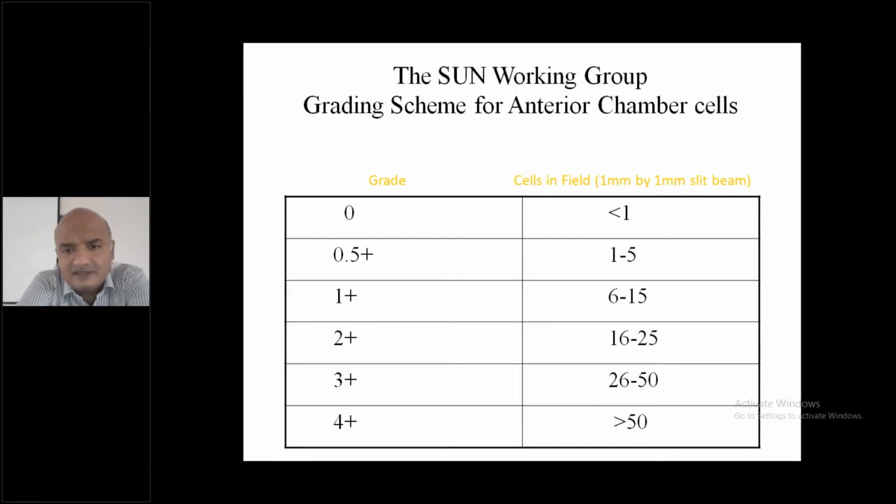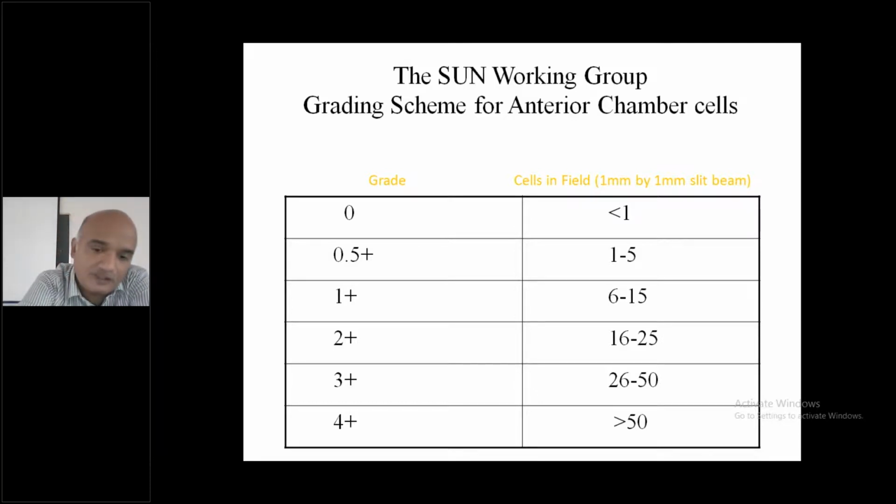There are different gradings for anterior chamber cells. We also have the SUN Working Group grading. It is similar to that, but the number of cells varies. Here 1 to 5 is given 0.5 plus, 6 to 15 is given 1 plus, 16 to 25 is given 2 plus, 3 plus, and so on. These are the cells which can be seen through the slit lamp. When you examine the anterior chamber of the eye, you will be able to see them through the slit lamp, so you should be able to count the number of cells.